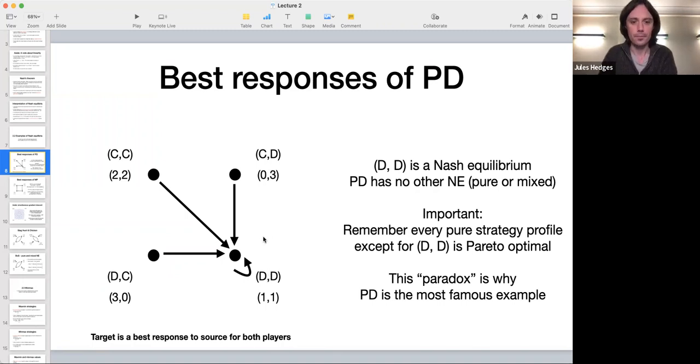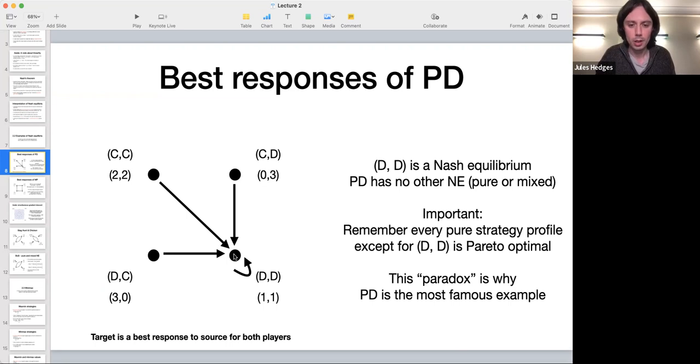The reason why prisoner's dilemma is such a famous example is, if you remember, the Pareto optimal strategy profiles are everything apart from DD. On the other hand, DD is the only Nash equilibrium. So here we have a case where you have some Pareto optimal strategy profiles and some Nash equilibria, but there are none in common. So you have a kind of conflict between individual optimality and group optimality.